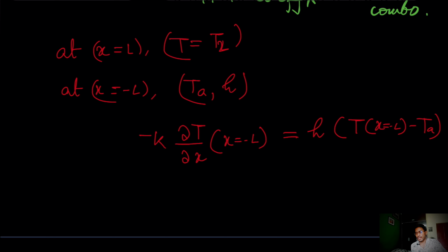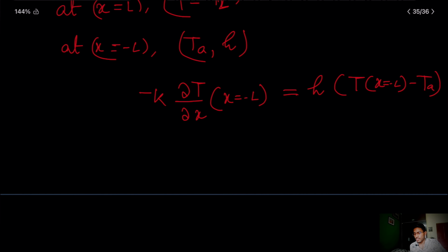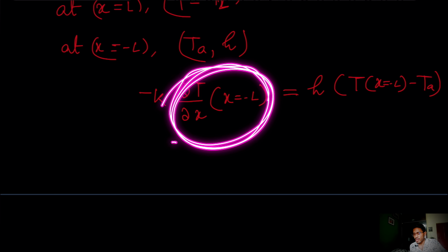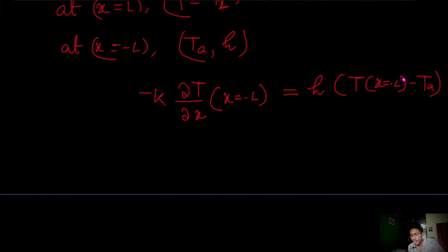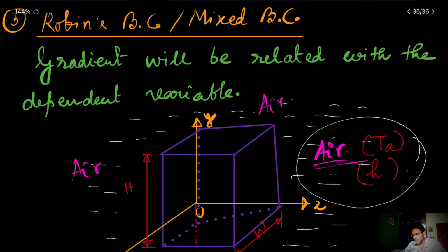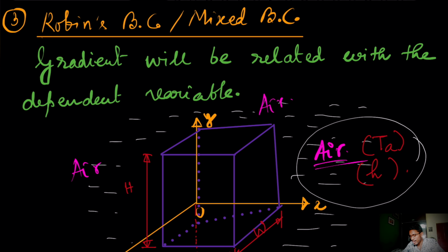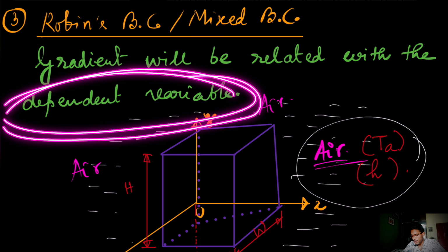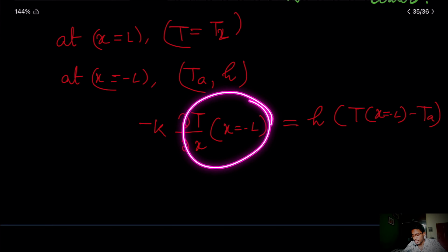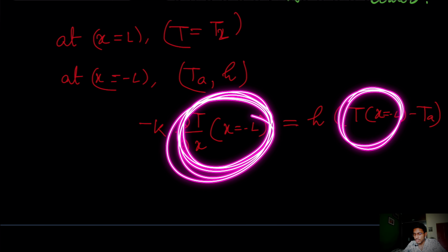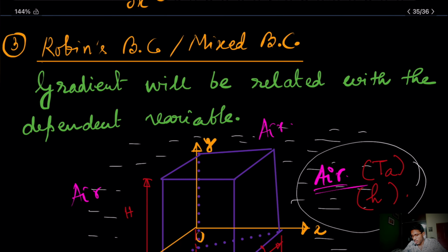You see that here in this boundary condition, this equation has both the gradient of the temperature at x equal to minus L and the temperature itself at x equal to minus L. So that is what this statement was telling, that the gradient will be related with the dependent variable. Okay, so these are the boundary conditions.